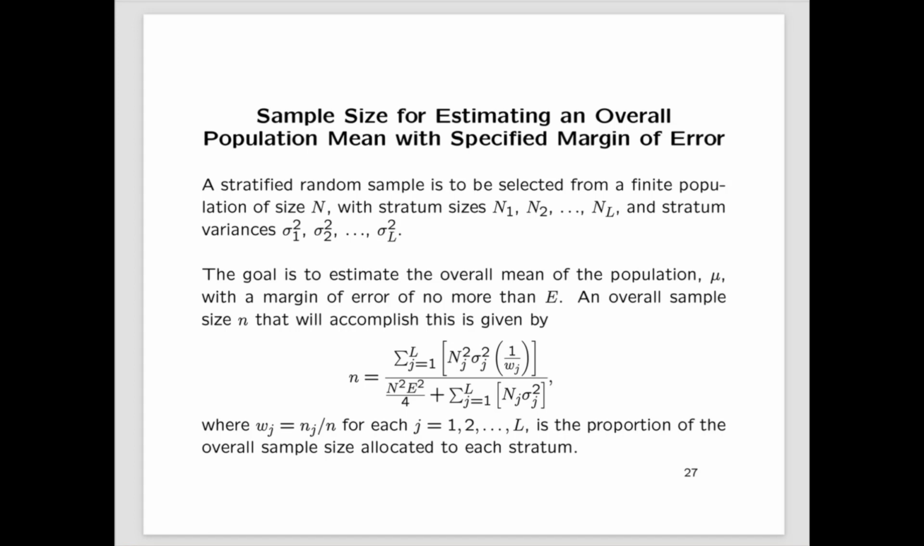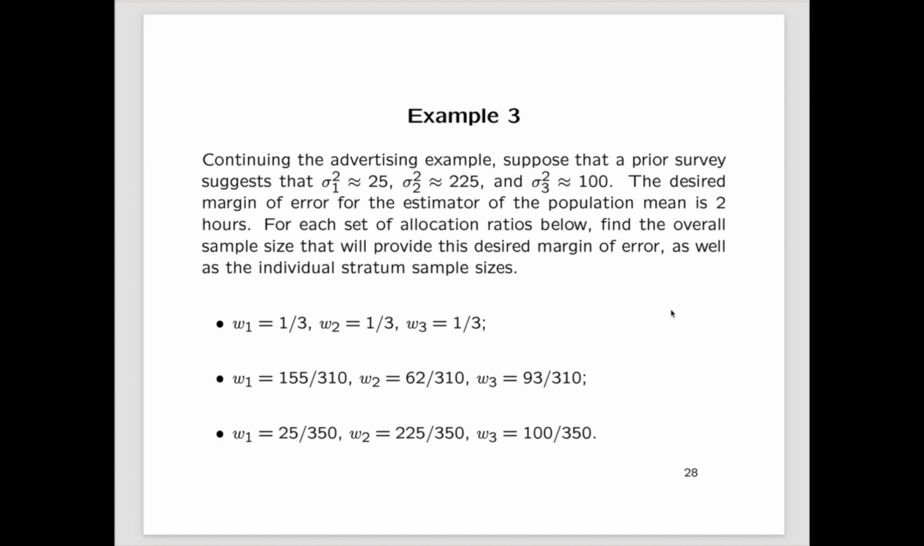All right, so with that in mind, for a given set of allocation proportions, or we'll call them allocation ratios, and given values of the strata sizes and the strata variances, and also a desired margin of error, we can come up with the overall sample size that will give us an estimator of the population mean that has a margin of error no more than capital E. At least that's the goal. So let's look at an example.